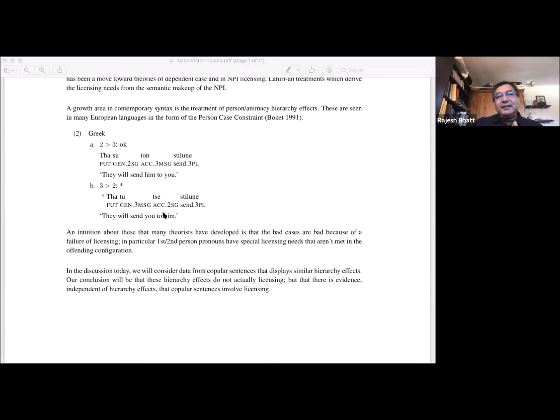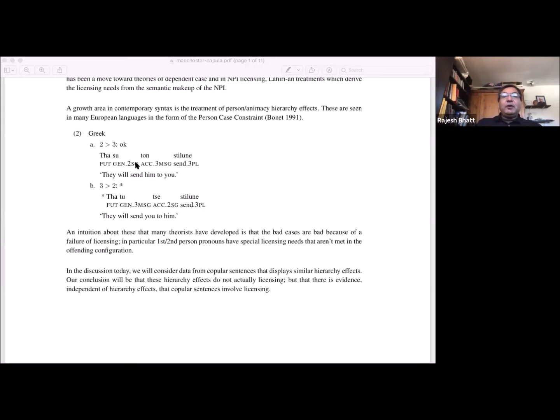Okay, so this has led theorists to say, basically there's an intuition that people have explored, which is that, look, these two arguments, they both need to be licensed, but it's okay if 3 doesn't get licensed, but there's something special about first and second person that really needs to be licensed. And that's why the 3/2 goes bad, but the 2/3 is good. Okay. So this is the licensing intuition. And this has been a very popular intuition in the entire literature on PCC and these person hierarchy effects.